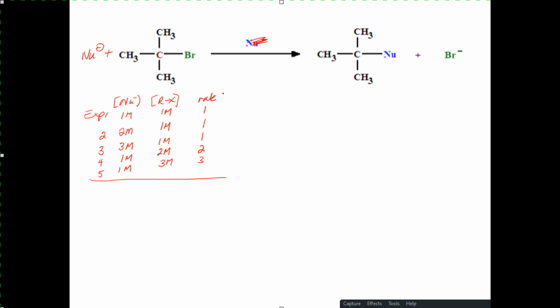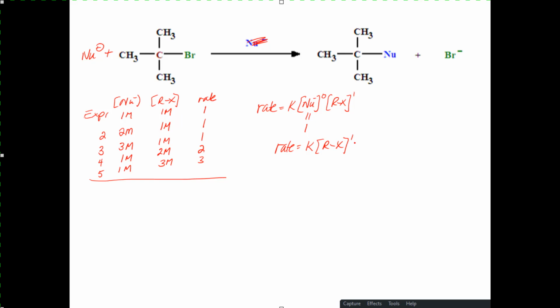So what is the overall rate equation then? The overall rate equation would equal the rate constant times the concentration of the nucleophile, now to the 0 power, times the concentration of the alkyl halide to the first power. Now, any number to the 0 power is equal to 1. So really the rate equation for this reaction was determined to be the rate constant times the concentration of the alkyl halide. It doesn't matter what the concentration of the nucleophile is. And that's interesting.